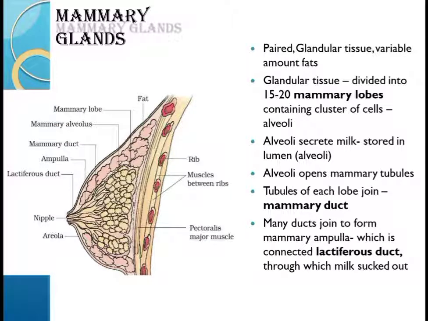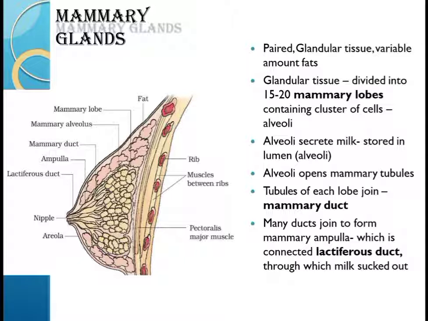Now, moving to the next topic, that is mammary glands. These are paired structures, breast, functional in female mammals only. Breasts are the rounded, paired structures located over the pectoral muscles on the front wall of the thorax. Each breast in its middle has a nipple surrounded by the circular pigmented area called areola. It contains glandular tissue and variable amount of fat.